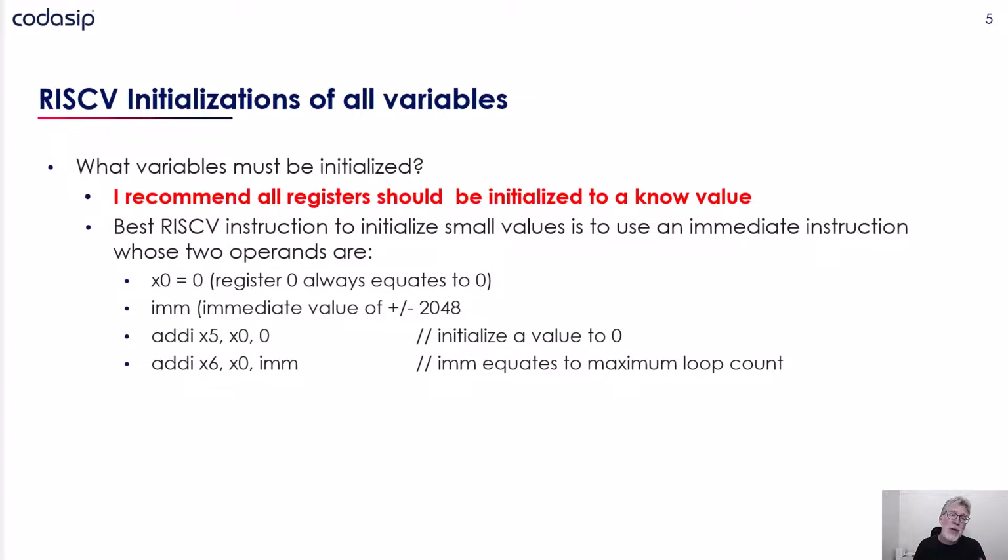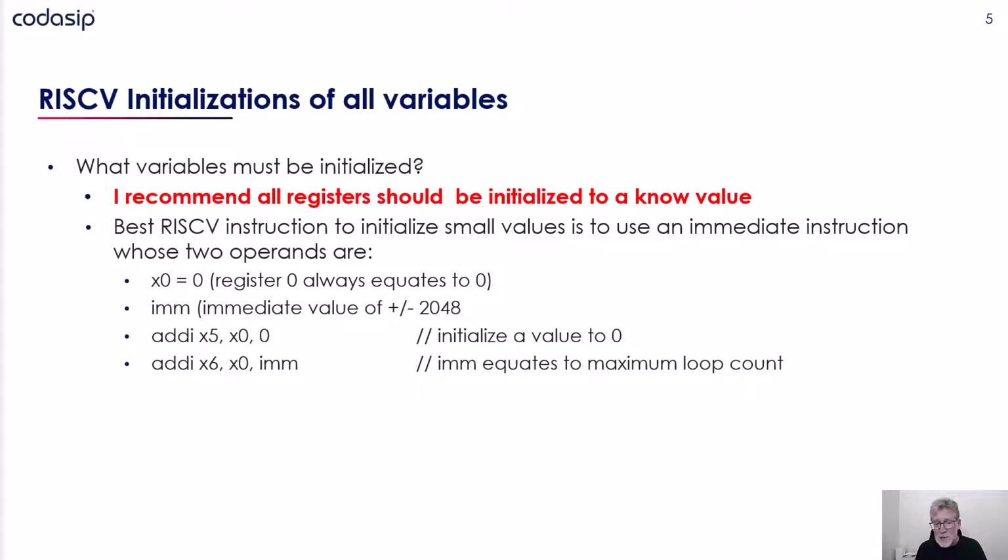Now, after we declare or plan our variables, the next thing to do is to initialize. You might ask, which ones do I initialize? I believe it's always best practice to initialize all variables. So some variables you will know what you need to initialize, because for example, a result, you might need to initialize that as a 0 to start with, or some value, for example, max count for your loop. Now let's take a look at how we would do that. The best operations to use to initialize a variable if it's less than plus or minus 2048 is an immediate operation. The reason why it's plus or minus 2048 is because the immediate is a signed operation in RISC-V.